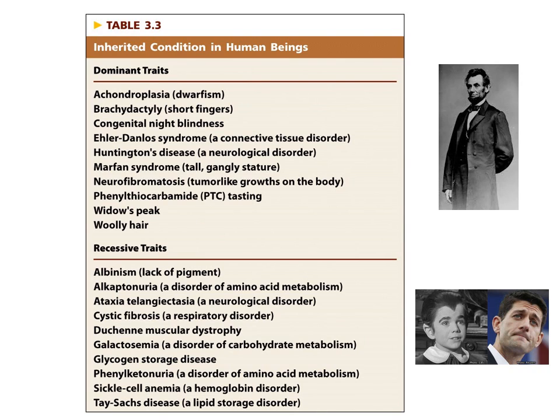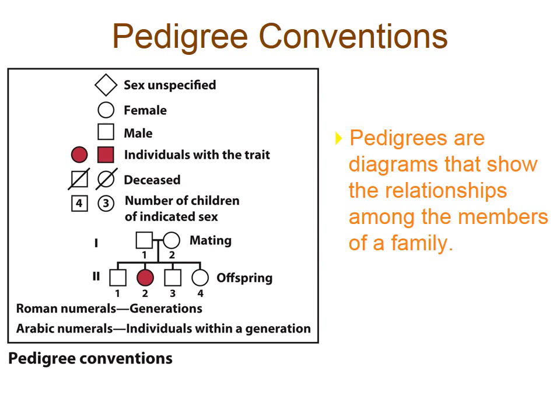We also have been able to identify a whole bunch of recessive traits. These recessive traits we're going to deal with in a lot more problems: albinism, phenylketonuria down here, and sickle cell anemia. These are recessive traits that we've been able to assess based on looking at pedigrees and things like that. Okay, so that's what we're going to do now. We're going to start looking at pedigrees.